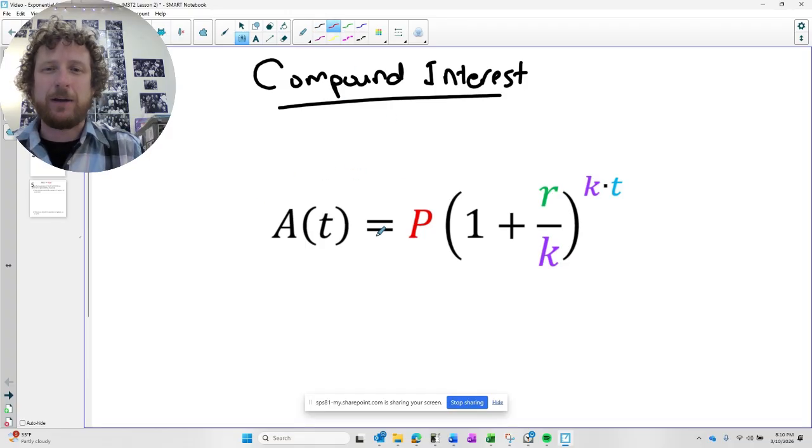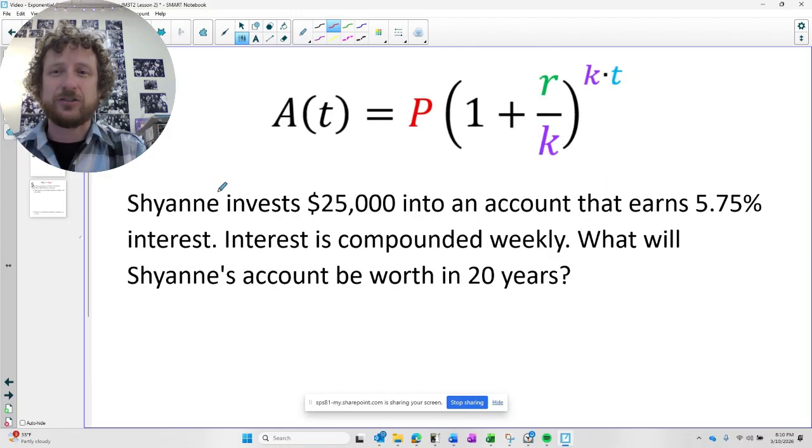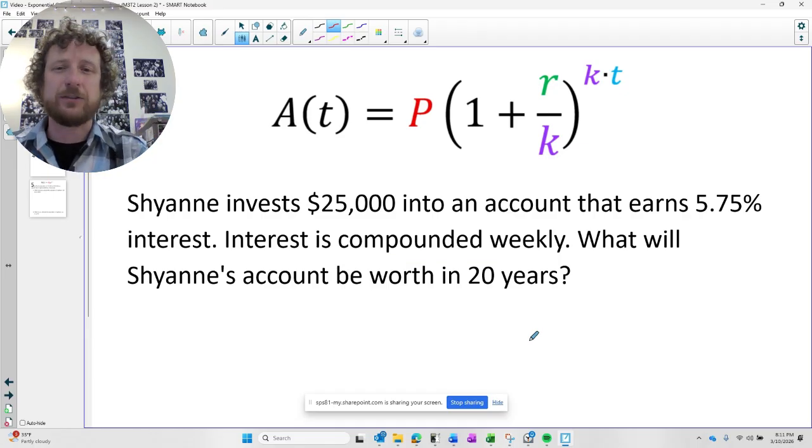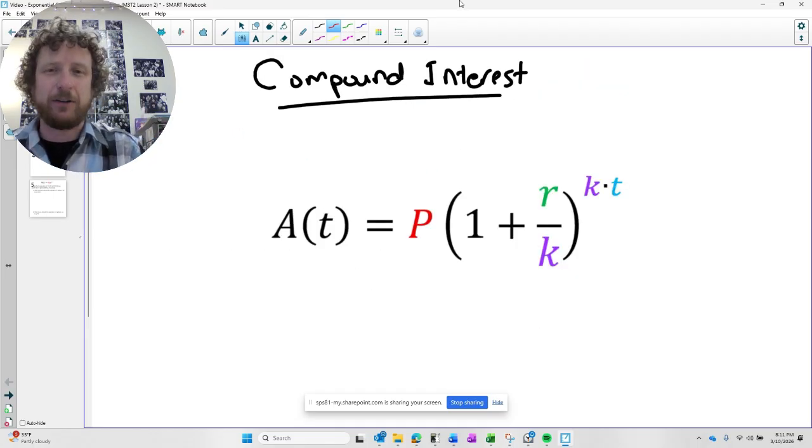So anytime you have a compound interest problem, in this example, Cheyenne invests $25,000 in an account that earns blah, blah, blah. The interest is compounded. So you're just going to look for that keyword. It's a compound interest problem. It's money, it's compounded. And so here are the pieces of this compound interest problem.